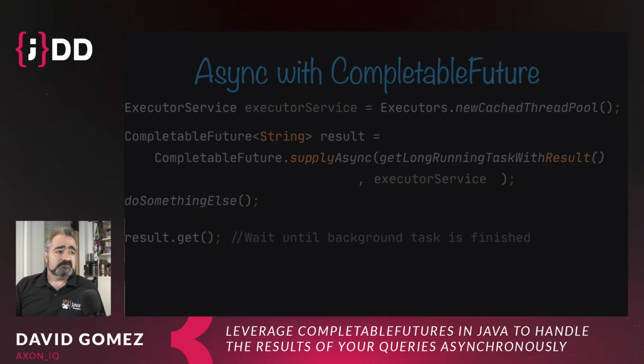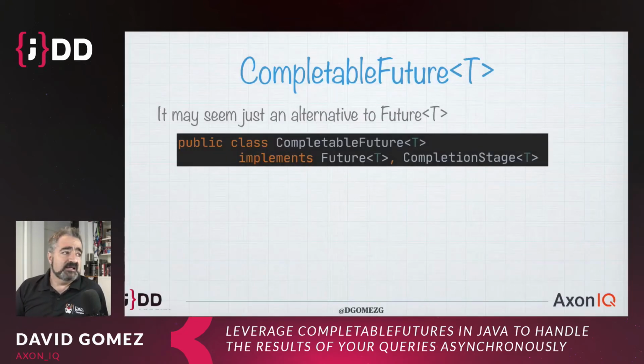So this is basically the way that we use CompletableFutures to run something asynchronously. But so far, you may be thinking that it's just a different way of submitting asynchronous tasks to be run. But the thing is that the CompletableFuture is not just a future. It also implements another interface, which is CompletionStage.